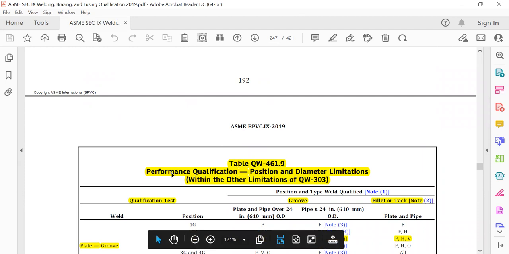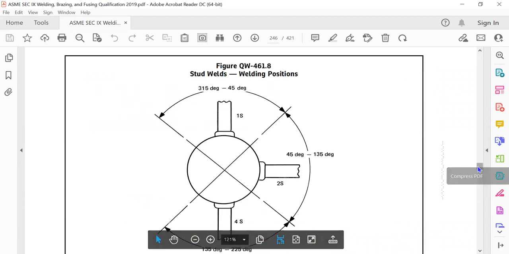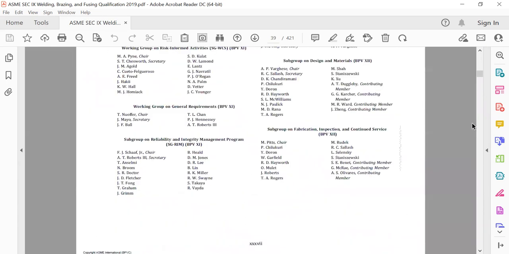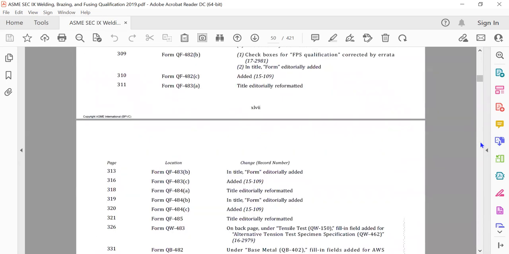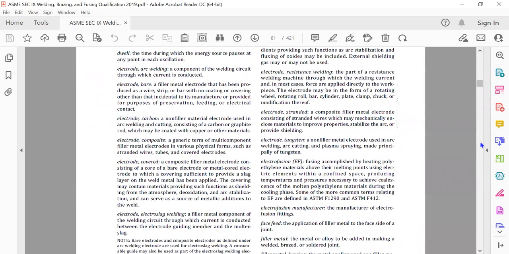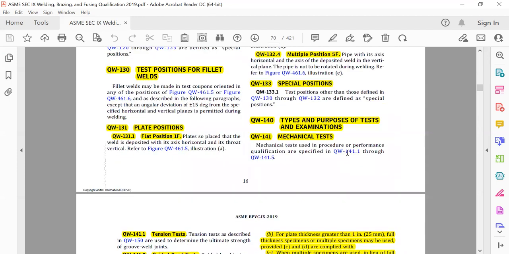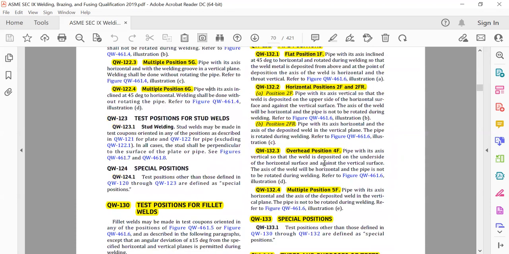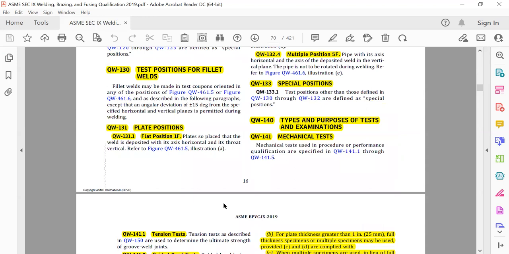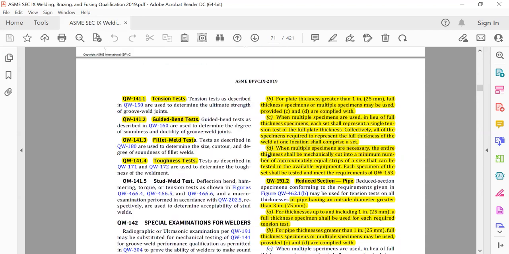Performance qualification, position and diameter limitations. We'll come to this afterwards, not now. They're finished with position. Types and purpose of test and examination. If you are doing WPS, what is the purpose of test and examination? Mechanical test. And there is a tension test, guided bend test, fillet weld test, toughness test.